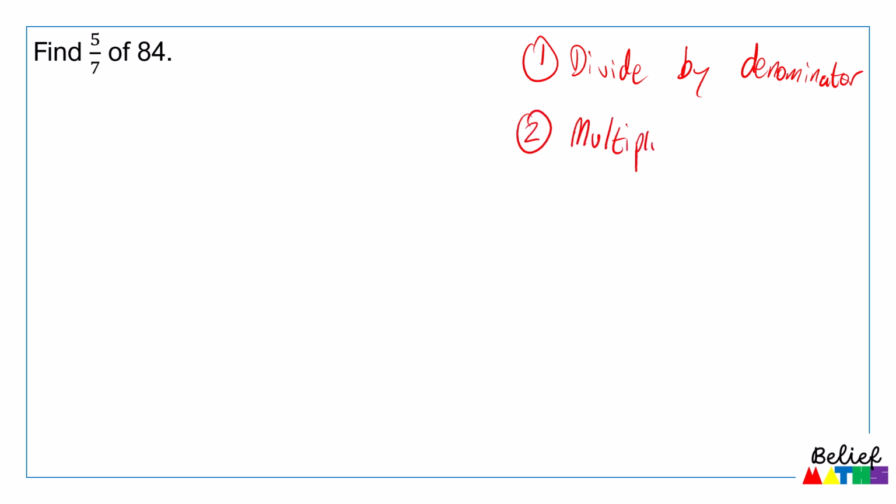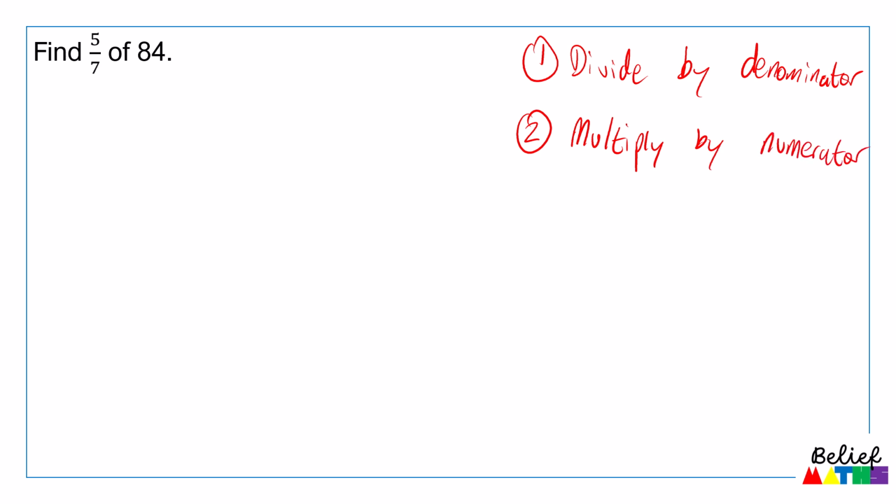Now question 2 is asking us to find a fraction of an amount. So we're looking to find 5/7 of 84. When we're trying to find a fraction of an amount, we do two things. We're going to divide by the denominator, and then second, we're going to multiply by the numerator.